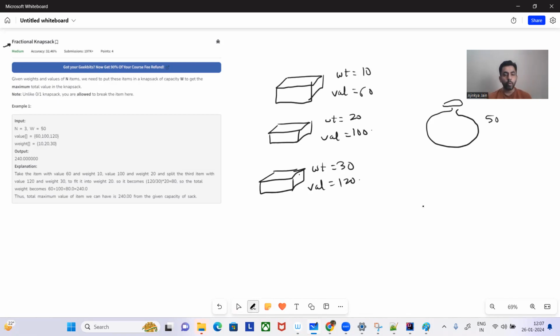Okay, so let's continue with the problem, fractional knapsack. So let's see what the problem is saying. The problem is saying that we will be given certain items with weight and value, and we'll be given a knapsack with its own capacity. This is weight basically.